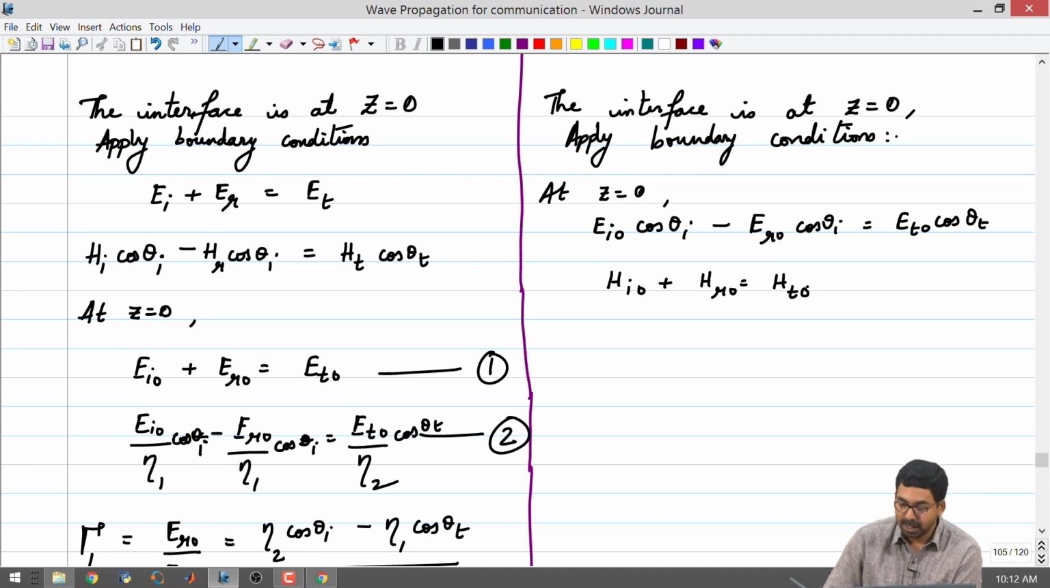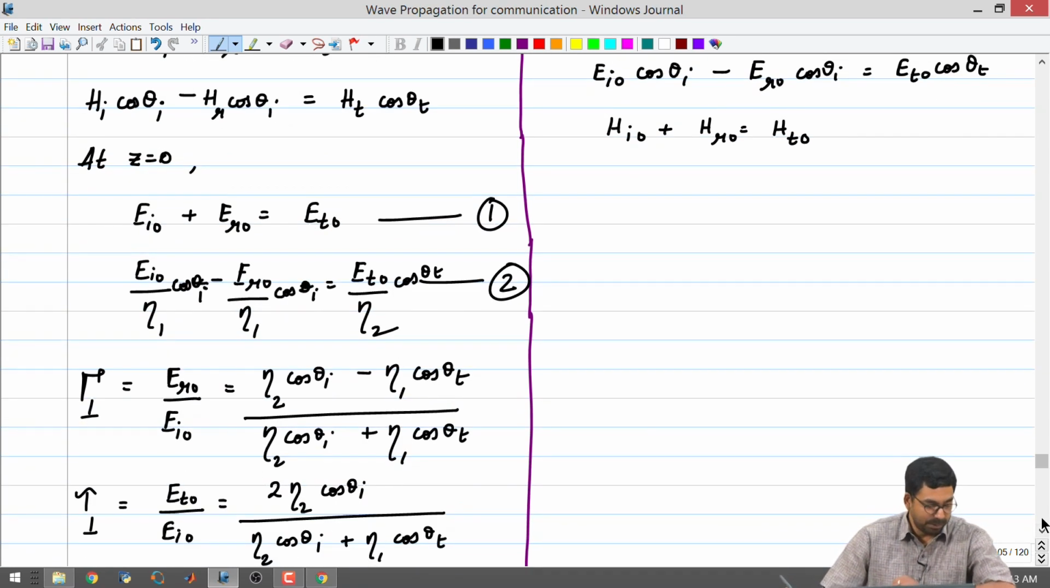So, now once again you have two equations. The magnetic field can be written as Ei naught divided by eta 1, Er naught divided by eta 1 and Et naught divided by eta 2. So, that means you will have two simultaneous equations, and you will have Ei naught, Er naught, Et naught to be calculated. Since there are only two equations and three unknowns, as in the previous case, you can solve only for the ratio.